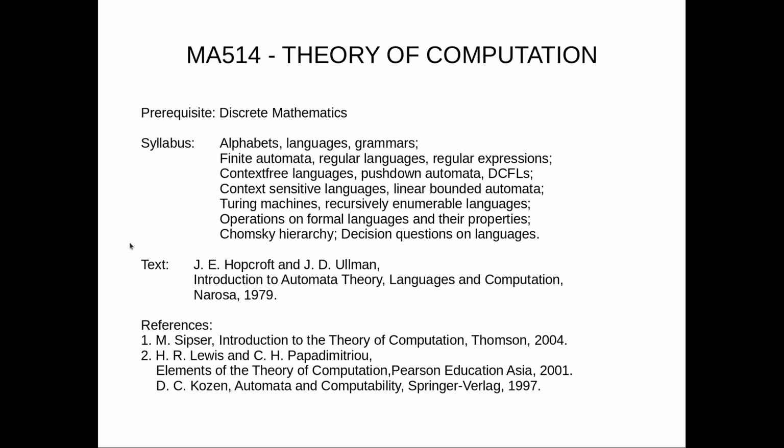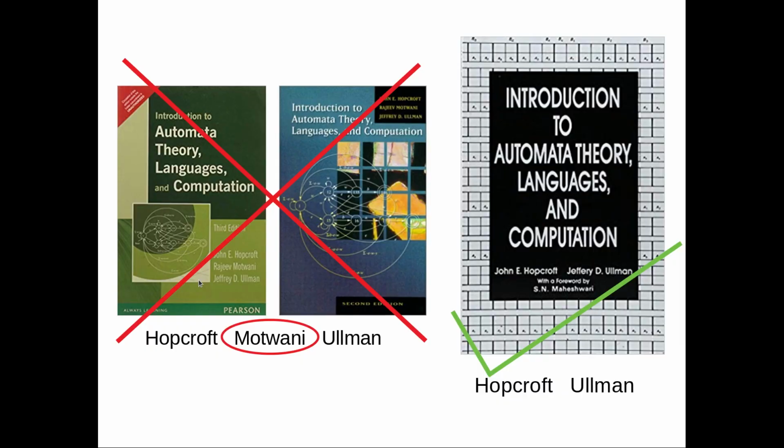The main textbook that we will follow is Hopcroft and Ullman. There are other reference books. Hopcroft Ullman is this book. This is the old version. There is a newer version by Hopcroft Motwani Ullman, but I prefer the older version because there are some problems in it which are not present in the newer editions. If you like, you can use the newer version as a reference book also, but I will mainly follow Hopcroft Ullman. Okay.